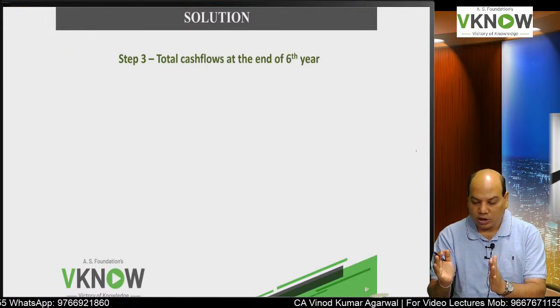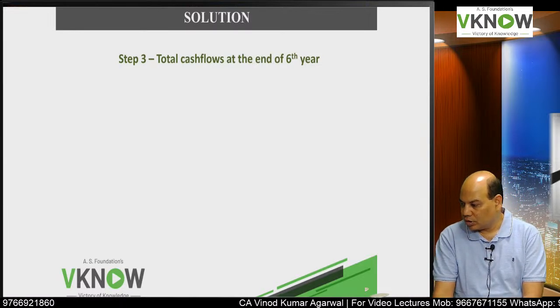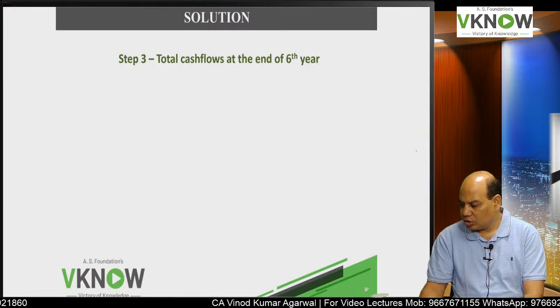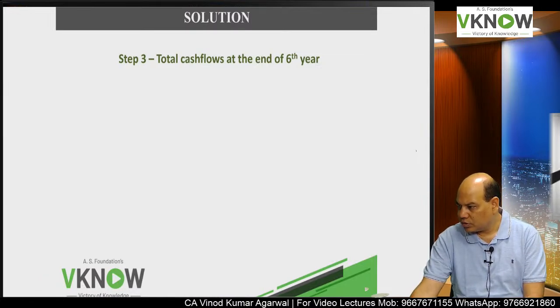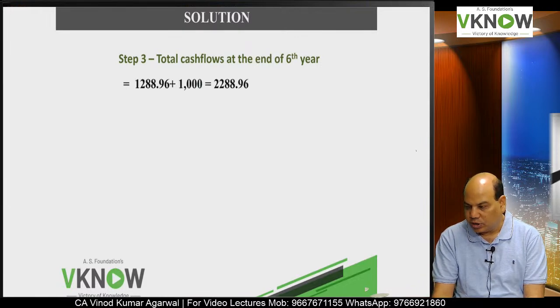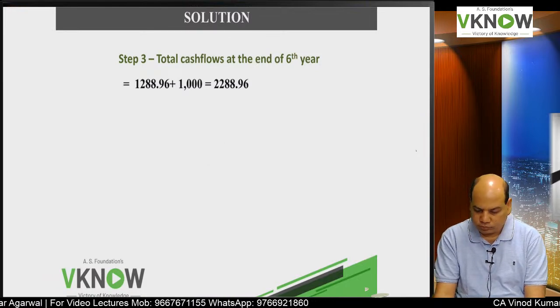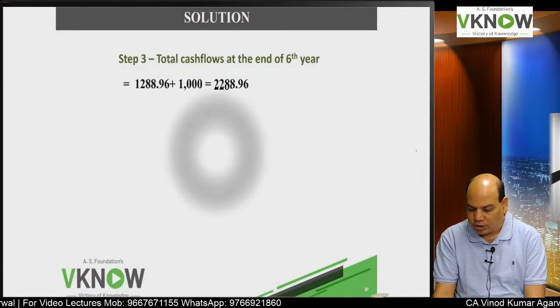That will give me the total cash flow at the end of 6th year. So step 3: total cash flow at the end of 6th year. You will add 1288.96 plus 1000. So how much is that? 2288.96. Yes, 2288.96 is right.